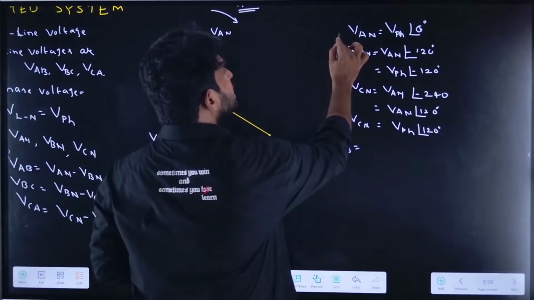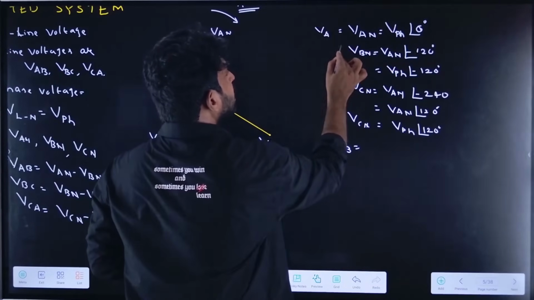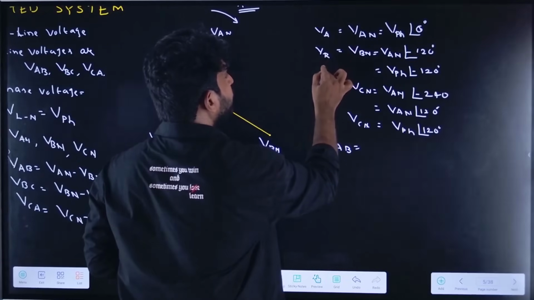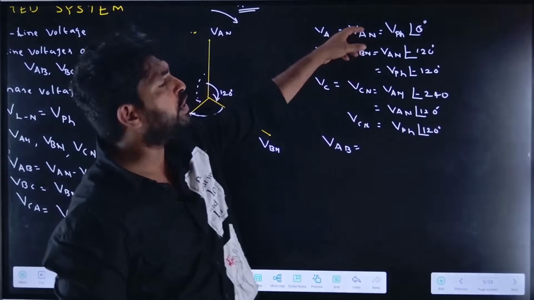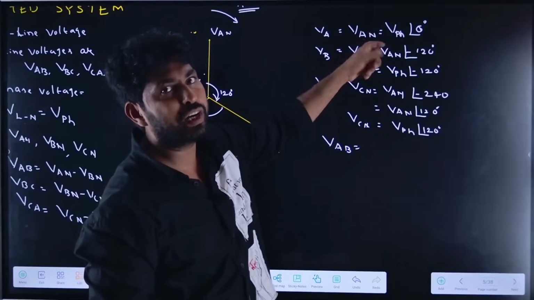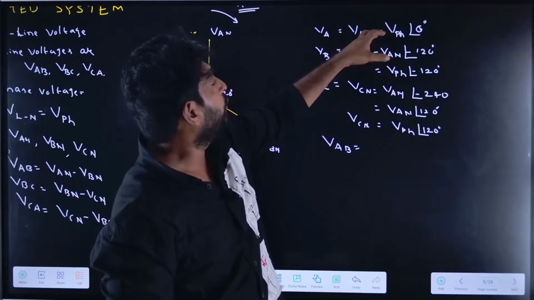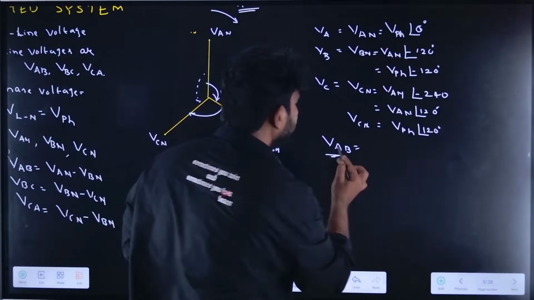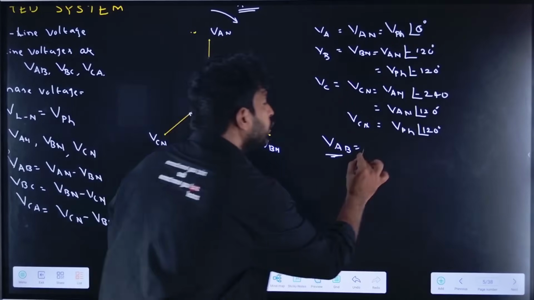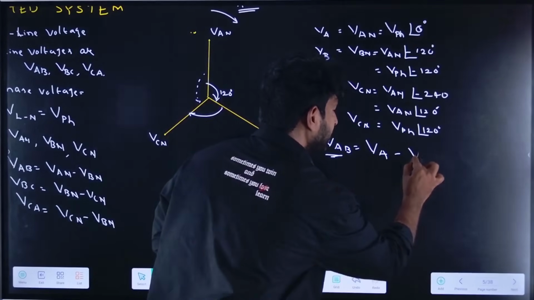So I can write this as VA, this as VB, and this as VC. To understand, we put VAN because it is the voltage difference between the A point and the N point. So here, let us find VAB. How can we find VAB? It is equal to VA minus VB.